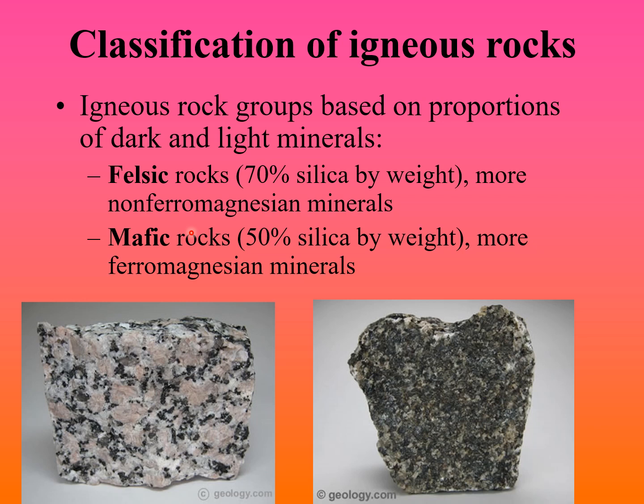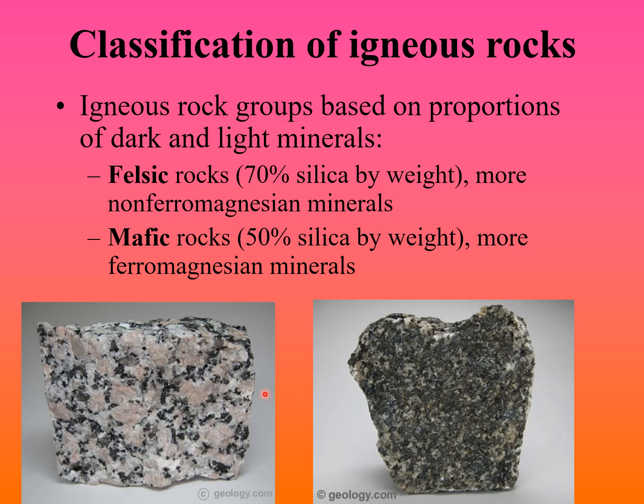And then we have the darker rocks, which we call mafic. So they're 50% silica or less by weight. And they have less silica, even though they're still silicates, they have less silica overall, and much more of the ferromagnesian minerals like olivine, pyroxene, calcium-rich plagioclase, and biotite. And so those are darker.